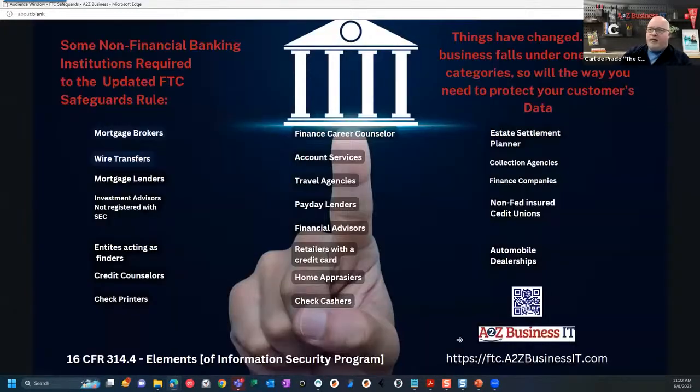Let me give you a quick scope of some of the other non-financial banking institutions that will fall under this. Obviously mortgage brokers, but also, if your business does any type of wire transfers, mortgage lending. You're an investment advisor who's not registered with the SEC. Well, you're going to fall under this because the SEC has regulations as well. Like we were discussing, you bring a buyer and a lender together. You're identified as a finder. Any person who does that and gets compensated directly or indirectly falls into that. You're a credit counselor, helping people repair their credit. You're obviously getting information in there.